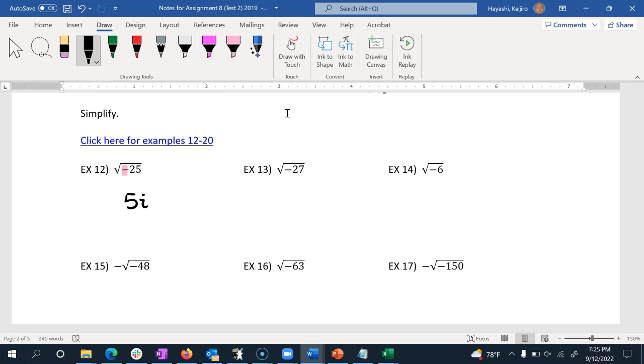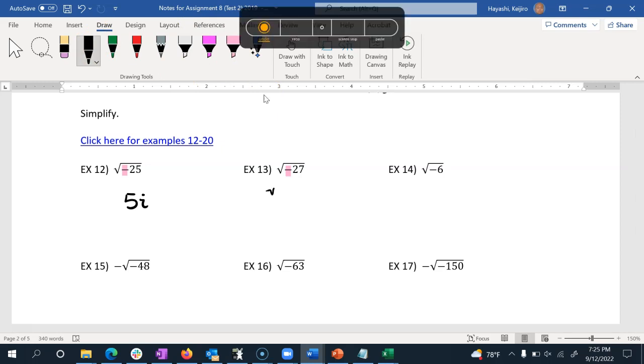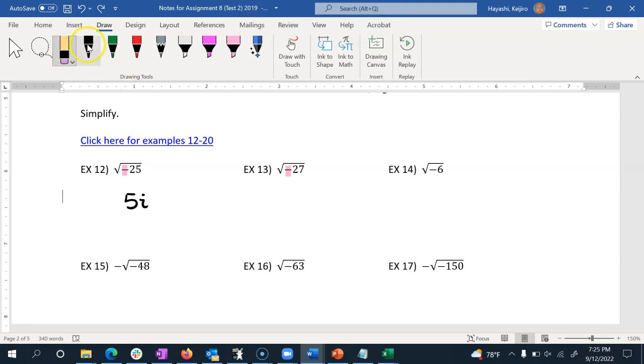Okay, so let's think about the square root of negative 27. Now there is that negative underneath the radical, so what's our answer going to have in it? An I, okay. Now let's just think about the rest of it. How should I split this up? 3 times 9, right? So negative 9 times 3.